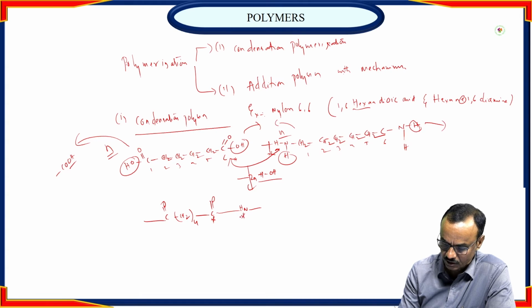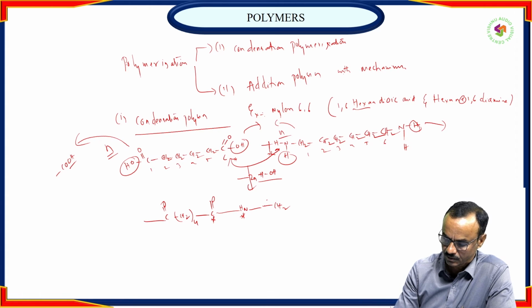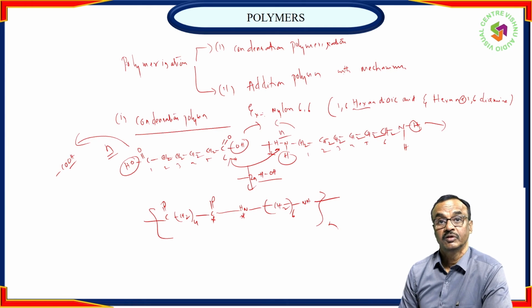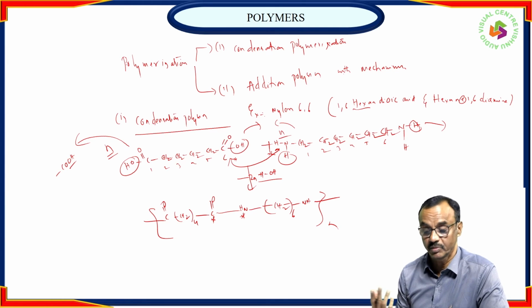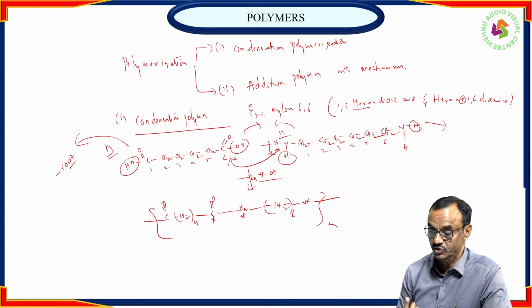New link. How many methyl groups are there? Repeated 2, 3, 4, 5, 6. 6 are there. CH2 and H plus is removed, OH minus is removed. N number are there. We don't know N number. It may be 4, it may be 8, it may be 800, it may be 8 lakhs. N is equal, we don't know.